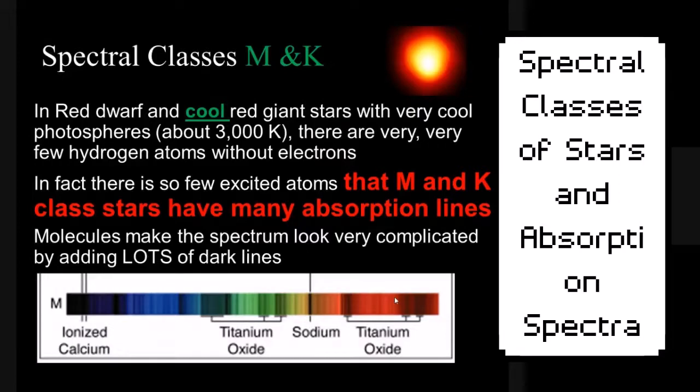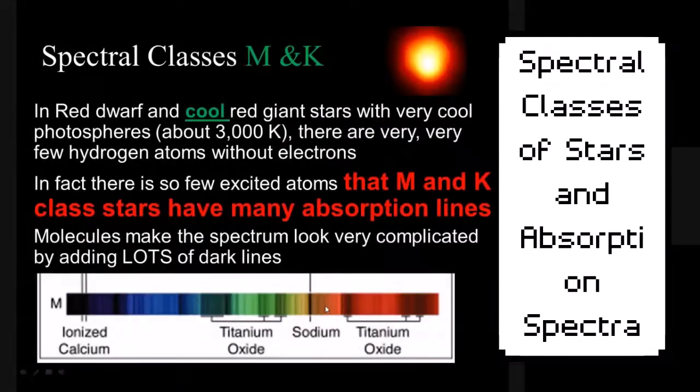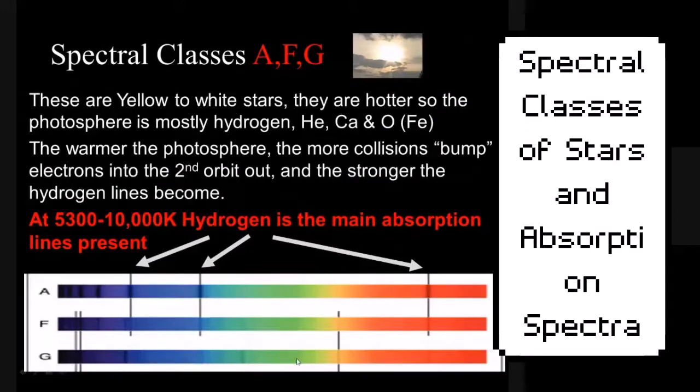But let's get a little bit hotter. Let's move up from M and K. Let's get to A, F, and G, which includes our own sun at G class. Now you'll notice the difference between G class and M and K. If I could back it up a second, look at this, and then look at this. There's lines, but there's a lot less of them, and they're a lot less dark than the previous star.